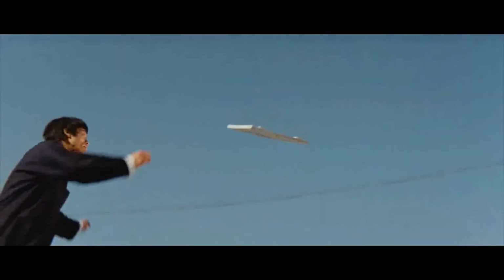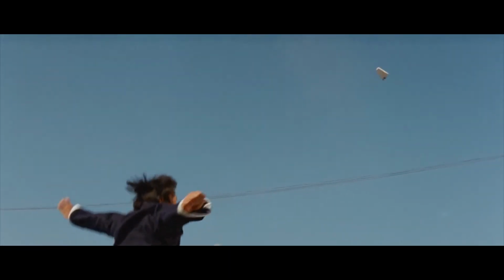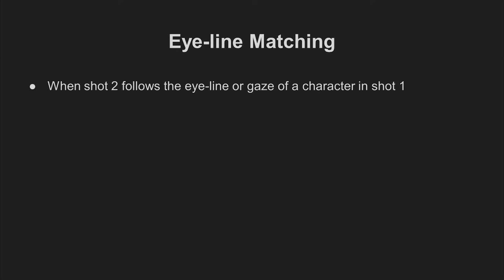The first of these is a technique called match on action, and it is when an action from shot 1 is continued into shot 2. Eyeline matching is of a similar concept. This technique entails that shot 2 follows the eyeline or gaze of a character in shot 1.